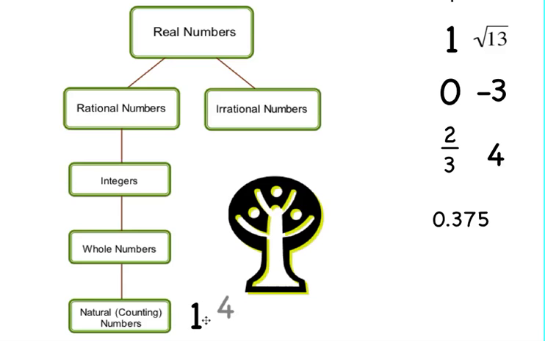If we look at our whole numbers, numbers like 0 are whole numbers. 1 is another whole number, and so is 4. So you notice the difference between whole numbers and natural numbers is that whole numbers include the number 0.